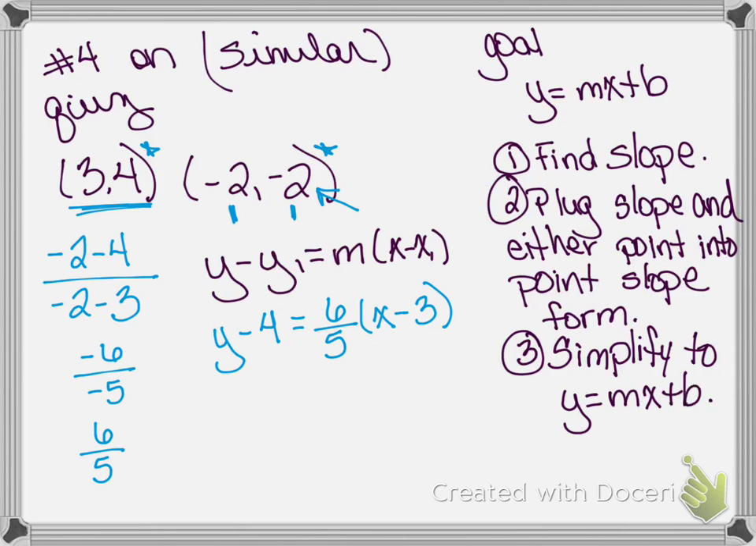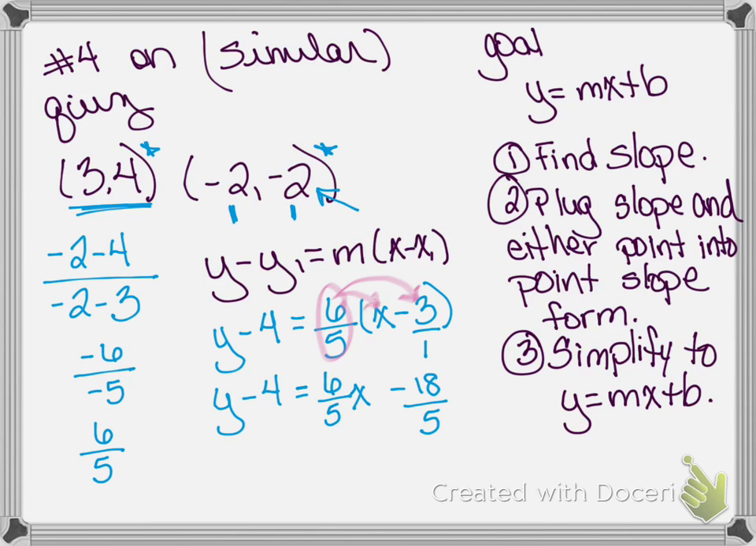The first thing that I have to do is distribute my slope. So I'm going to have y minus 4 equals 6/5 x. Then I am multiplying 6 over 5 times -3 over 1. 6 times -3 is -18. 5 times 1 is 5. So I have distributed 6 over 5 to -3 over 1. That's how I got that. And I'd already distributed it to the x.